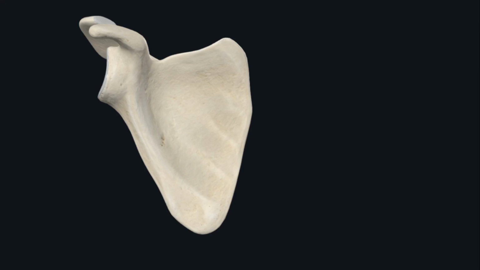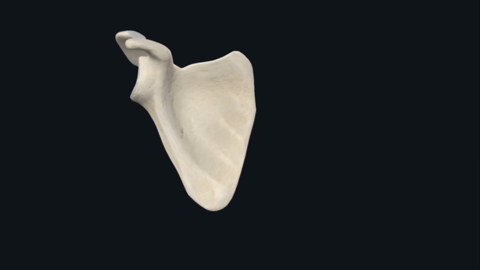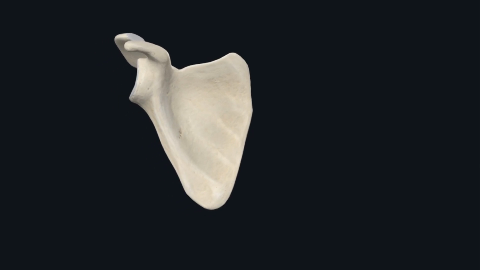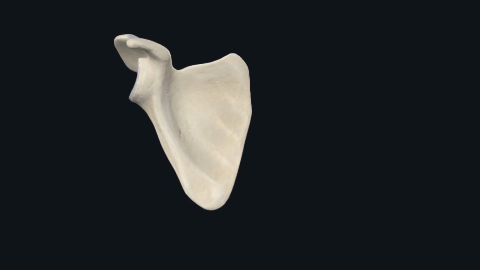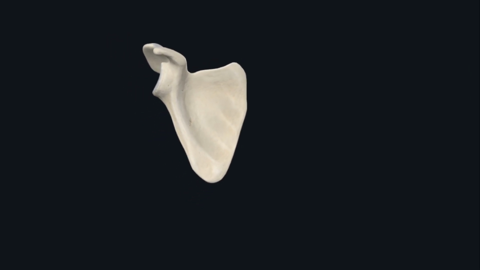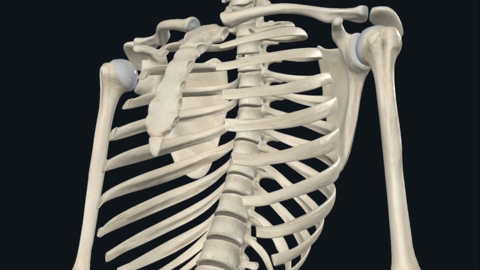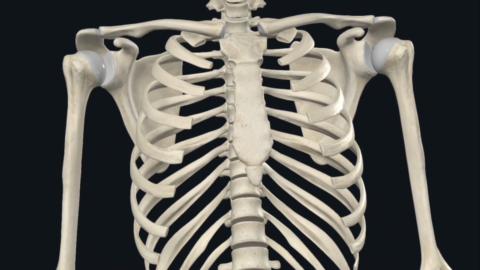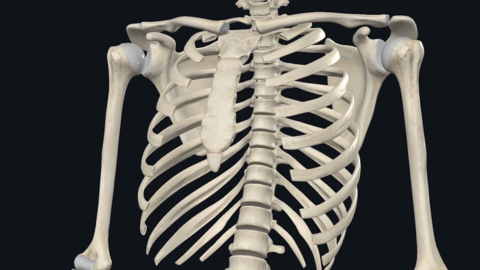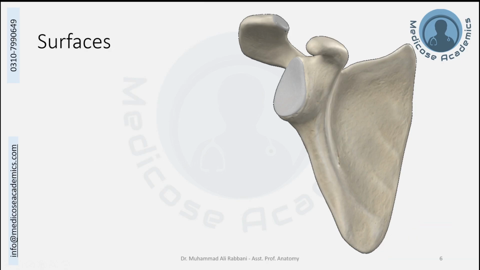Using these pieces of information, you can get the scapula in anatomical position with superior aspect superiorly, inferior, anterior, posterior, and medial and lateral. So if you get the bone in anatomical position, you will figure this out. This is the bone of the right side. You can repeat this process for the left-sided bone too. So this was about the side determination of the scapula bone.